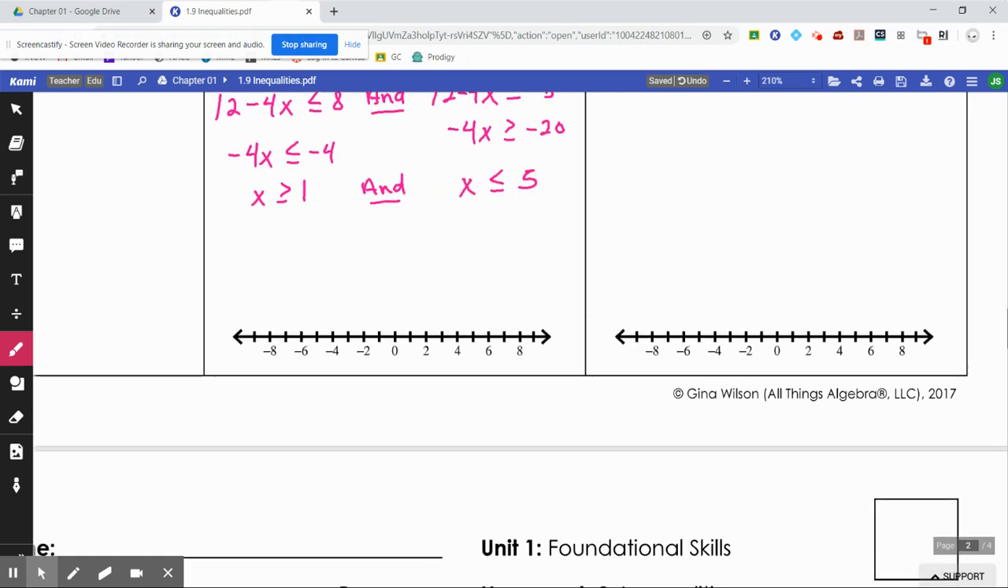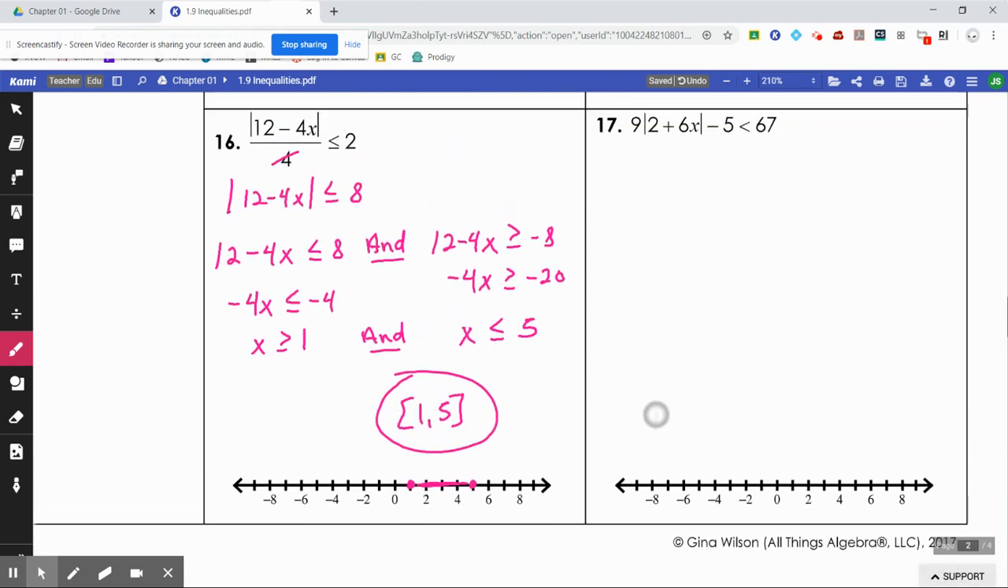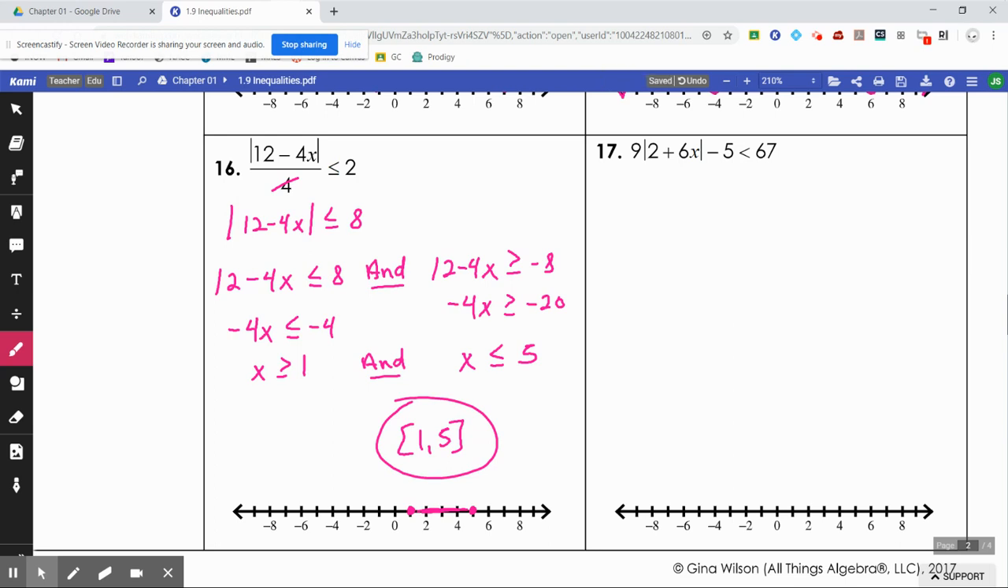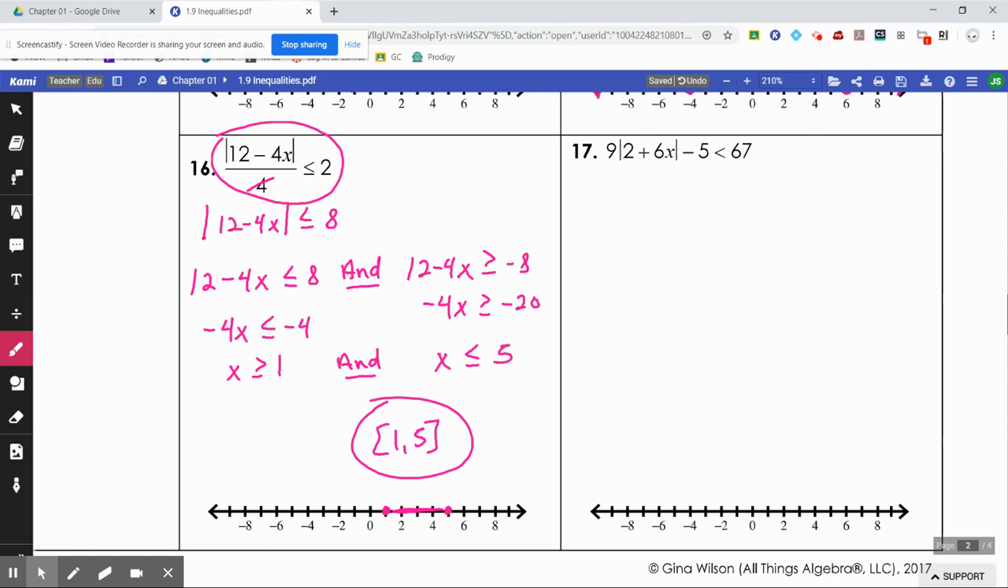So since this is an and statement, let's see if it points the direction it should. Let's plot 1 and 5. X is any value bigger than 1, and it also has to be less than 5, so that means it's between 1 and 5. So my answer is all values from 1 to 5. So if I plug in the number 3, 2, 4, any of those into this inequality, it should be a true statement. Number 17. We've got to move our 5 over.